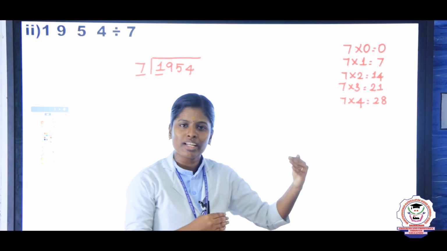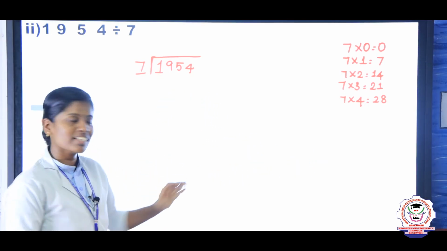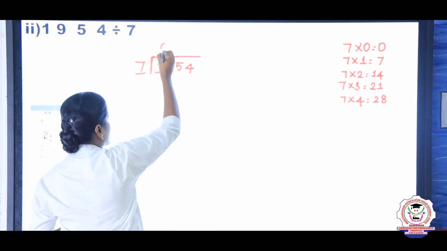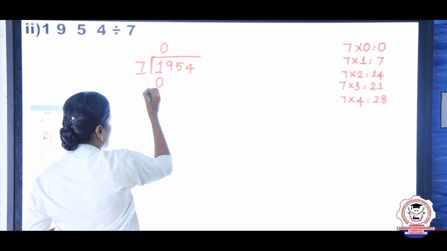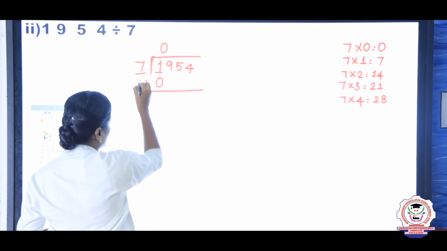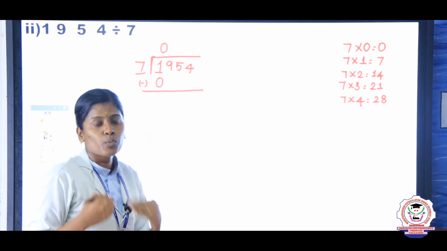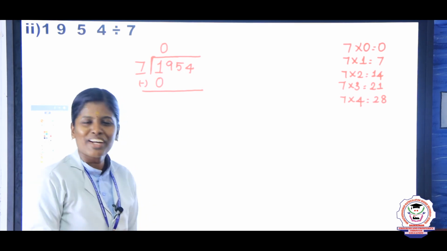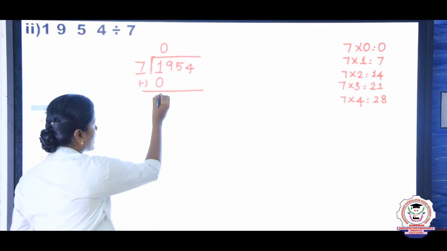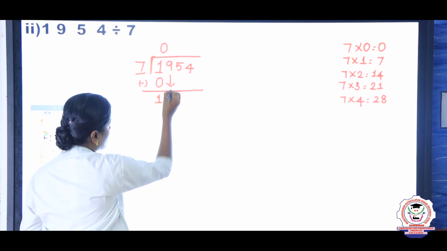So 0 how many times? First 0 7s are 0. So take 0 7s are 0. Now we are going to subtract this. What is the answer? 1 minus 0. Very good. The answer is 1. Then we should bring down 9.